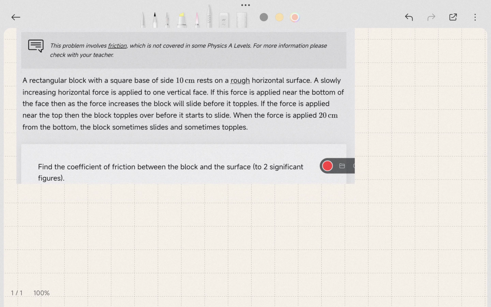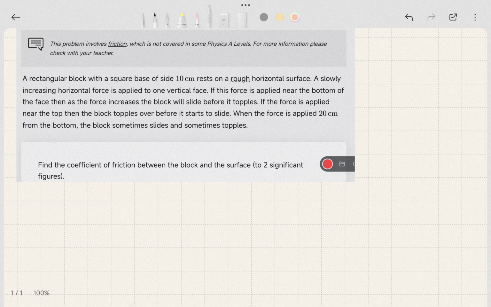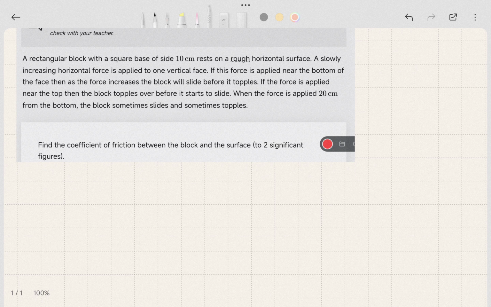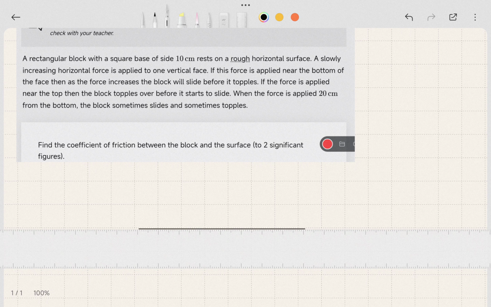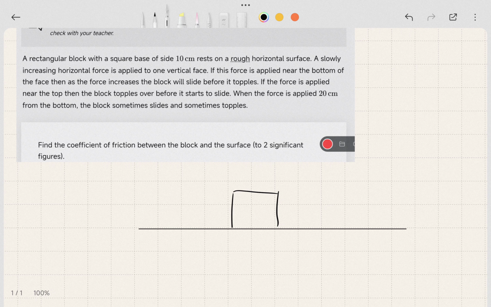So immediately after reading this problem, you think, okay, so this question is about static friction and the boundaries between static and dynamic friction. So let's draw a diagram illustrating this scenario here. So we have a horizontal surface, obviously, and then we have a block as such. So when you apply force to one vertical side face, if this force is applied near the bottom, then the force increases. So it's like this. There are three scenarios.